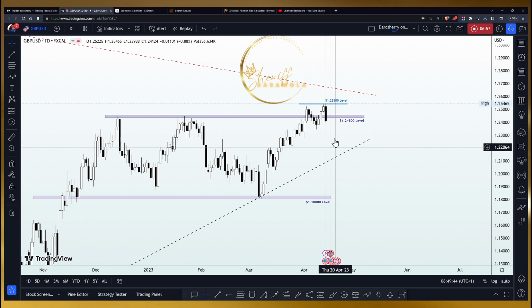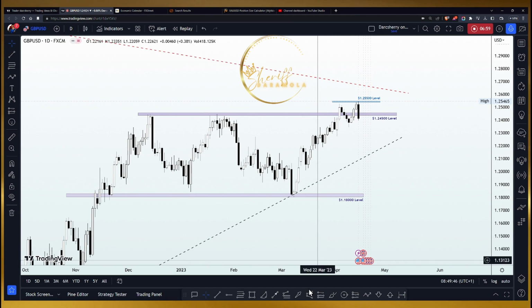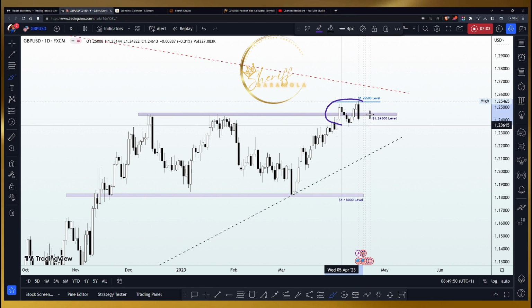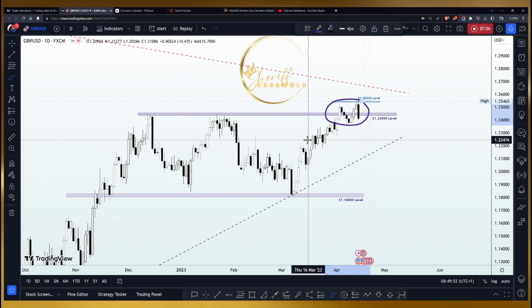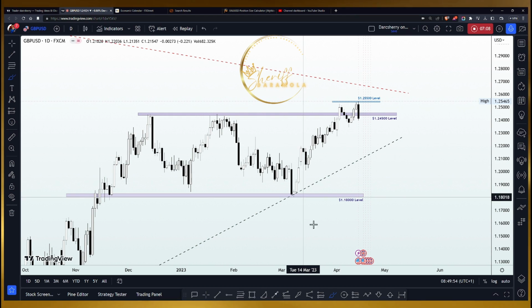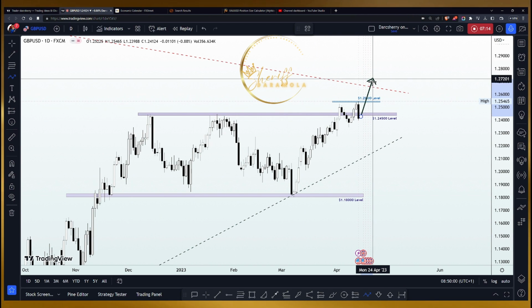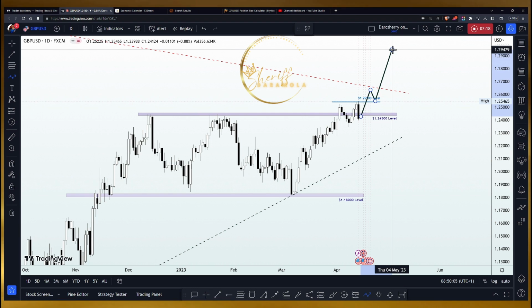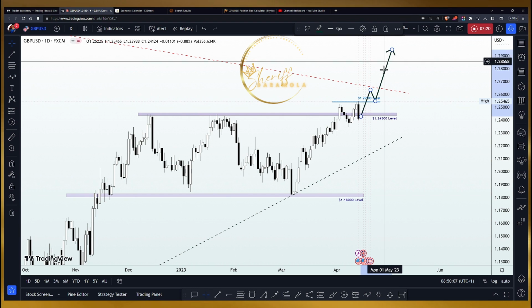So this is one of the scenarios we are going to be looking at, and this is basically considering the fact that this level has been a strong selling niche. Then another thing that could happen in this market is probably a trend continuation if it so happens that price action breaks out of the 1.25500 level to the upside to incite a trend continuation.